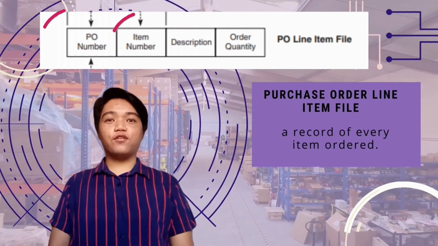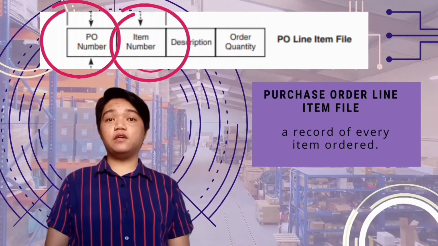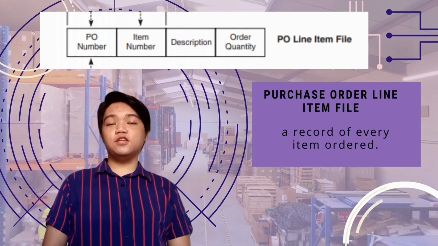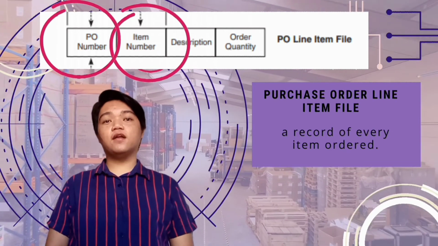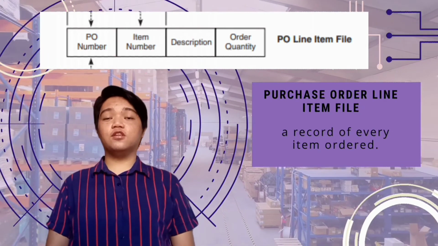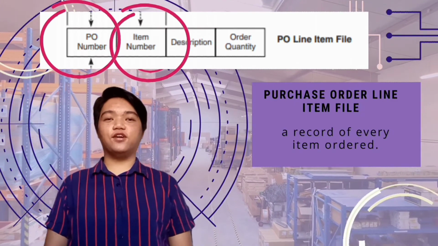Have you noticed that the file contains a composite primary key, purchase order number and item number? Both of these attributes are needed to uniquely define each record in the file. They also provide links to the related records in the purchase order and inventory files.